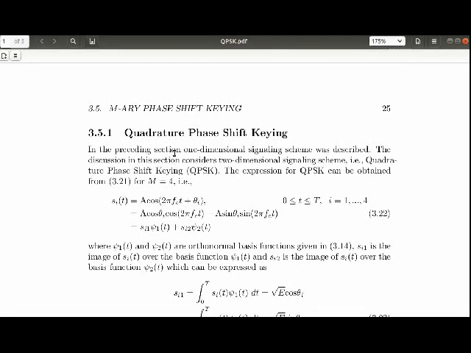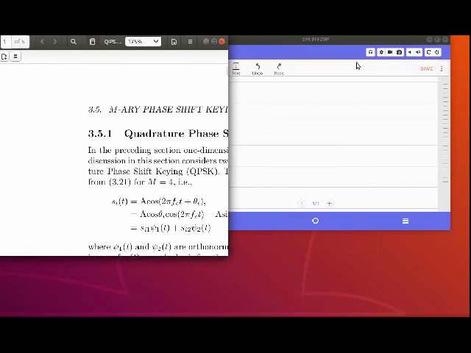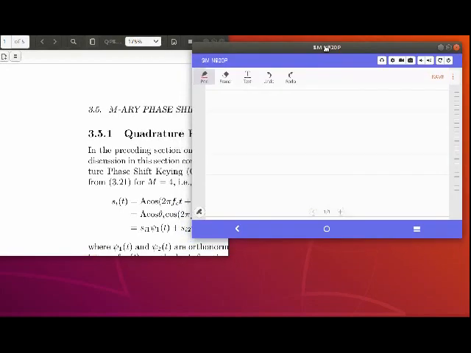Okay, I would like to start the topic for today, which is quadrature phase shift keying modulation. So we are in the next topic. Let's recall a few concepts before actually going to the real topic. Let me give you a few concepts.